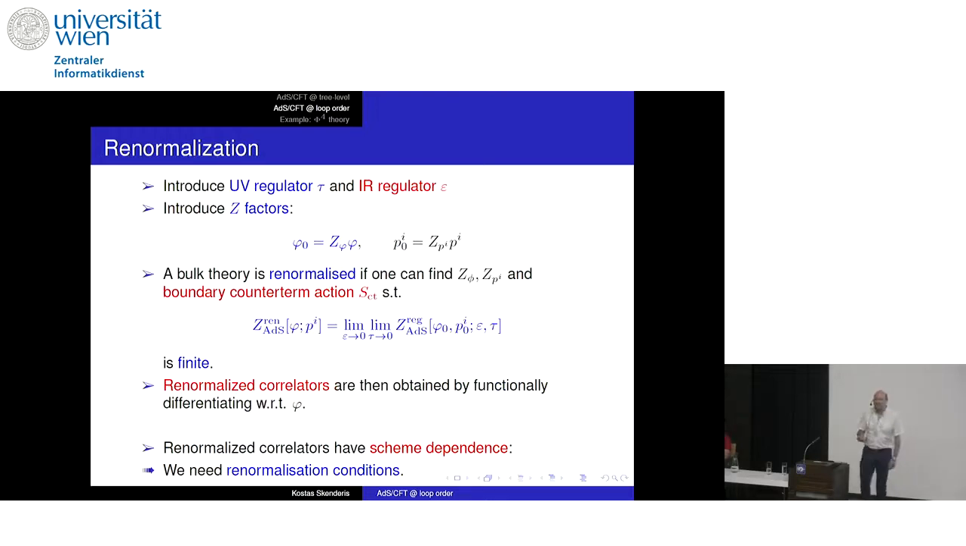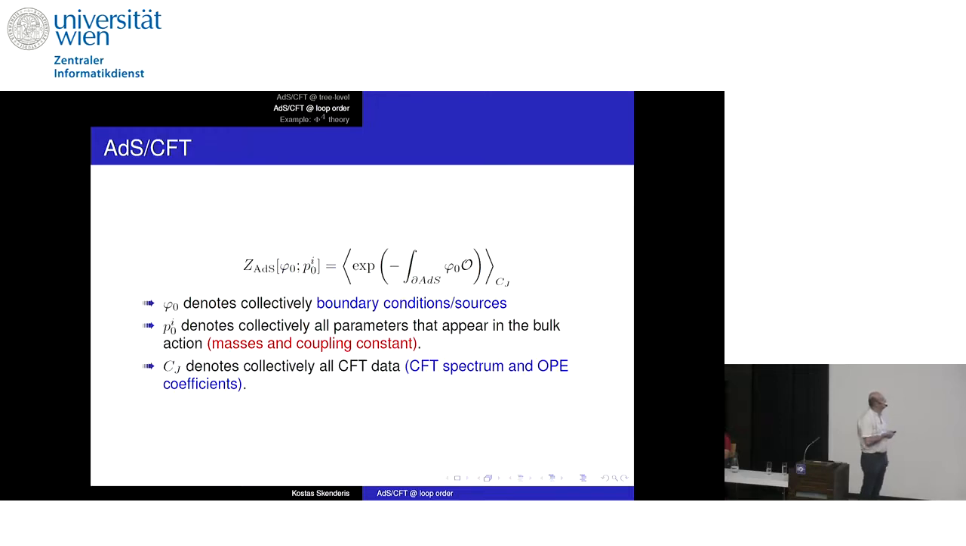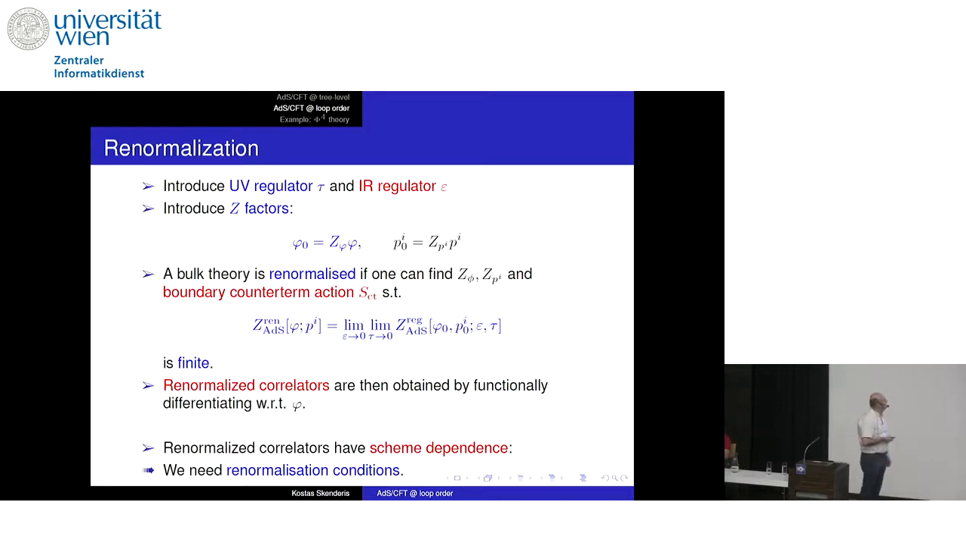Okay, so now what is renormalization in this context? So first, we need to regularize. So we need both a UV regulator, which I would call tau, and an infrared regulator, which I would call epsilon. So again, all the discussion now is going to be on the bulk side. So for everything that appears as argument here, all of these quantities need to be normalized. So then I'm going to introduce a z factor for all of them. So this is the bare quantity, and that's the normalized quantity.